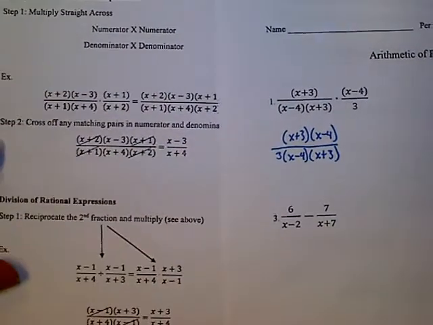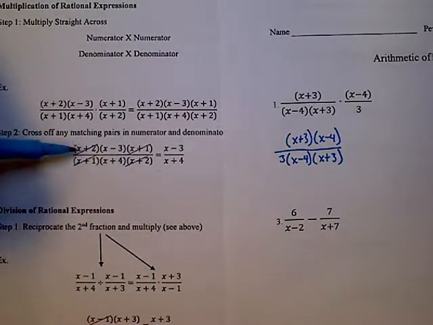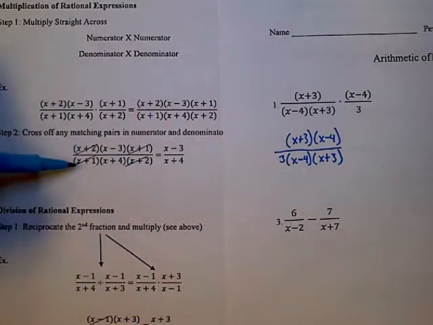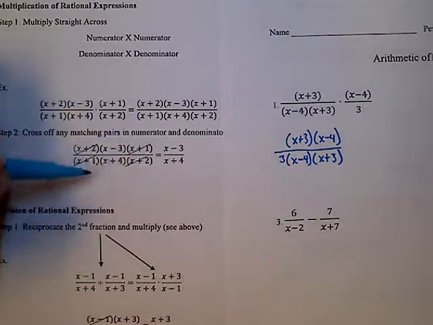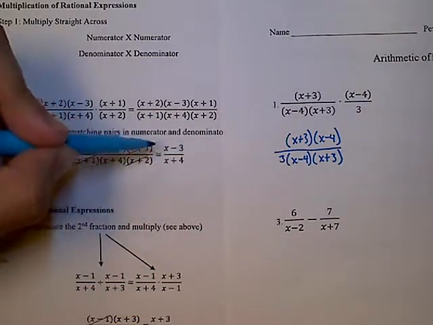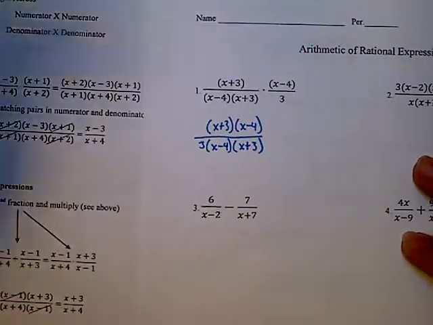The next step is to cross off any matching pairs in the numerator and denominator, such as what I've shown you on here. That x plus 2 is in the numerator and denominator, so we can get rid of those. X plus 1 is in the denominator and the numerator, so we can get rid of those, and it leaves it at this expression right here, because that was all that was left behind. So, same deal over here.